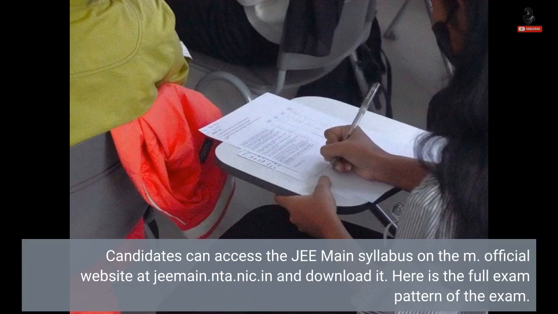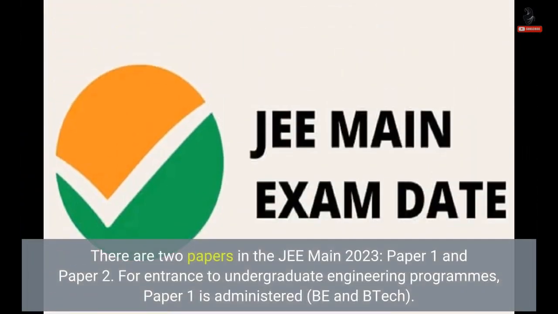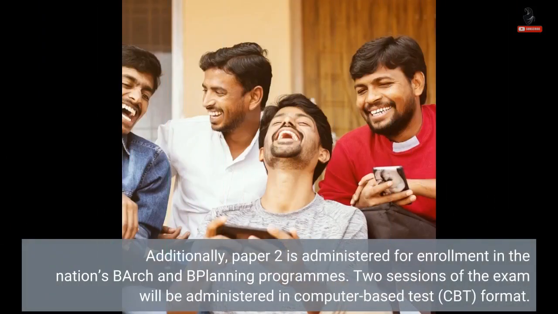Here is the full exam pattern of the exam. There are two papers in the JEE Main 2023, Paper 1 and Paper 2. For entrance to undergraduate engineering programs, Paper 1 is administered, B.E. and B.Tech. Additionally, Paper 2 is administered for enrollment in the nation's B.Arch and B.Planning programs. Two sessions of the exam will be administered in computer-based test, CBT, format.